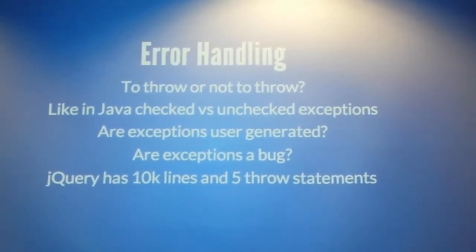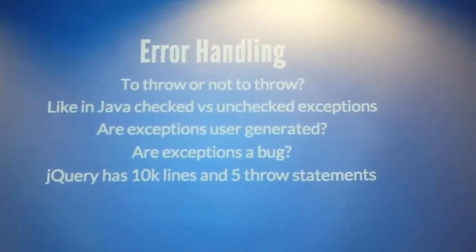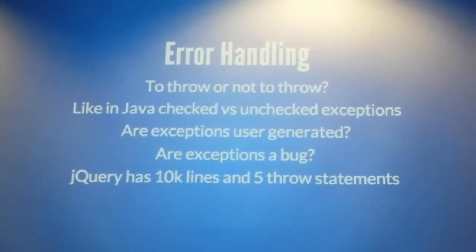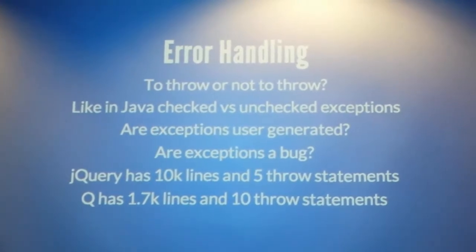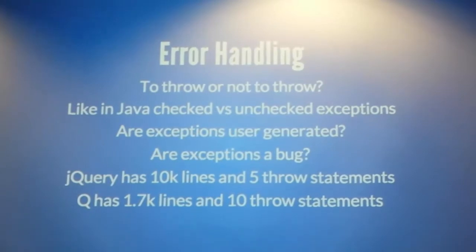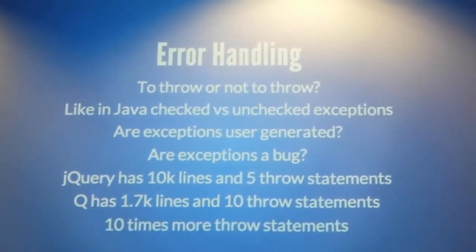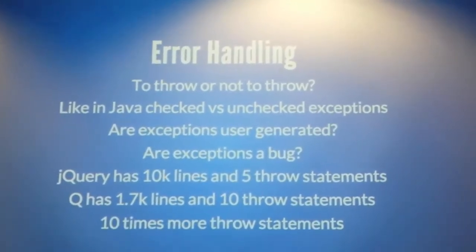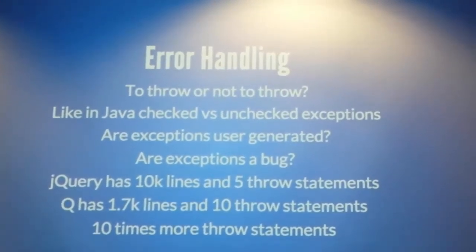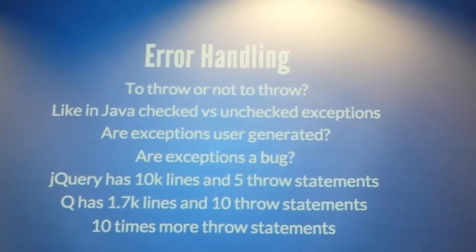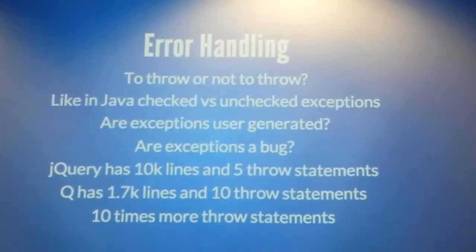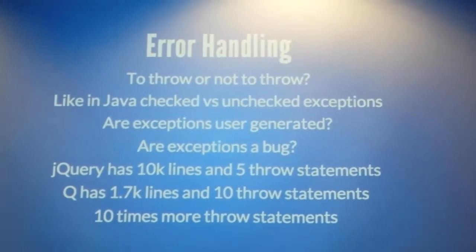When you look at the jQuery code base, you can see there's about 10,000 lines of code, and there's about 5 throw statements in there, which is not a lot. When you look at the Q code base, there's about 1,500 lines of code, and they've got 10 throw statements, which means they've got about 10 times more throw statements than the jQuery code base altogether. So that gives you an idea: the Q code base thinks that throwing the exception is actually okay, whereas the jQuery code base says exceptions are dangerous stuff, they're bugs, we're not going to do anything with that, we'll just let them bubble up.